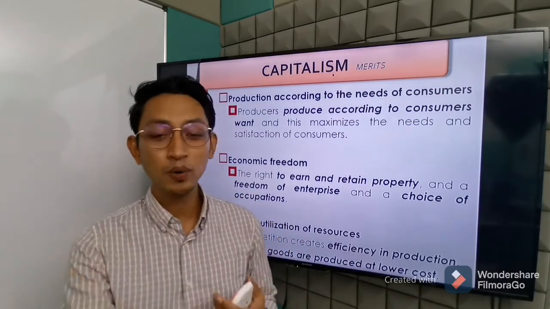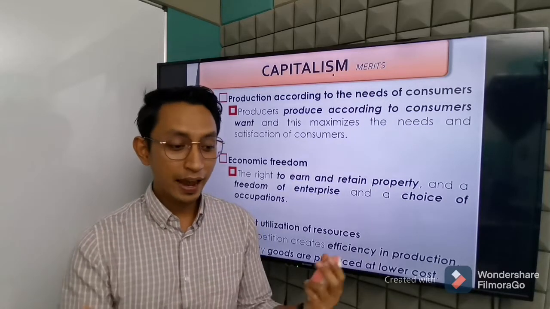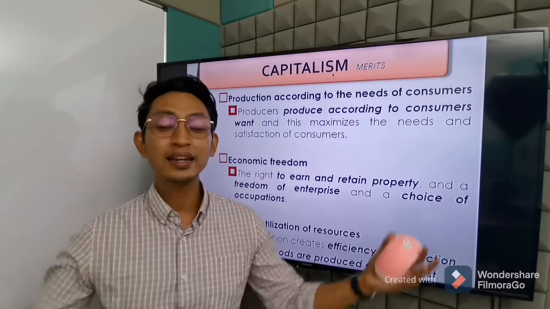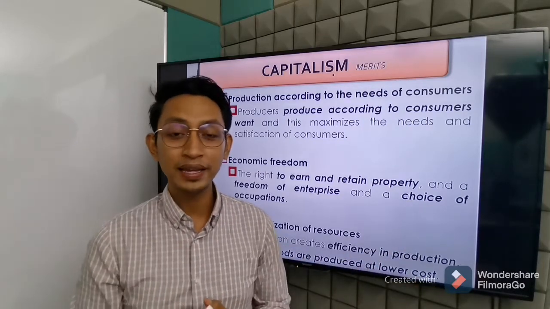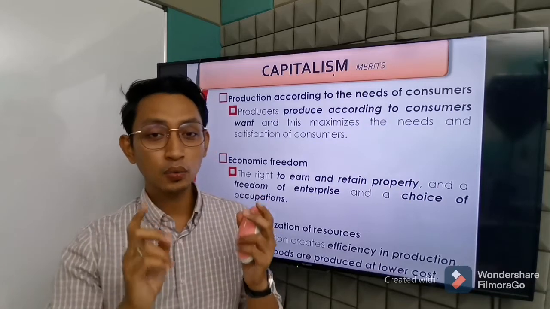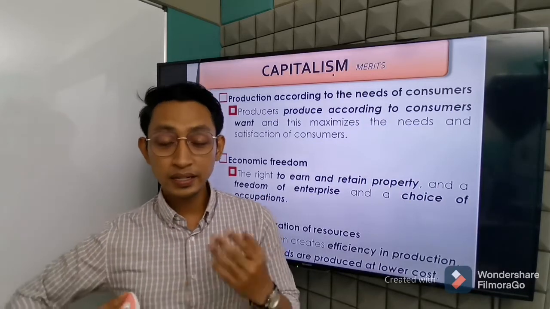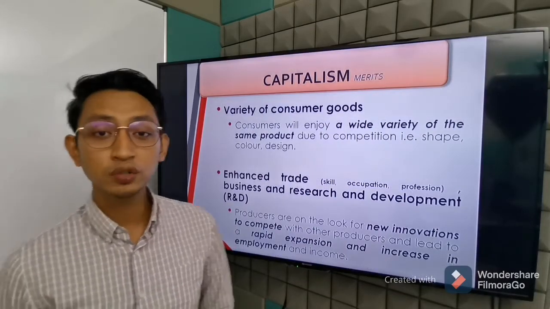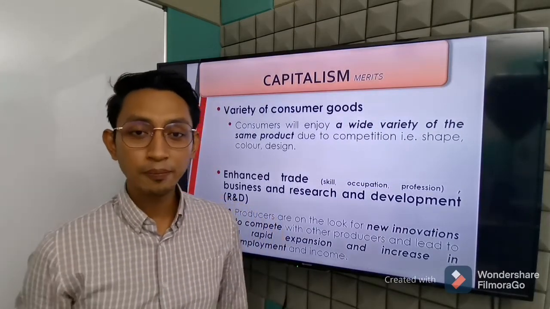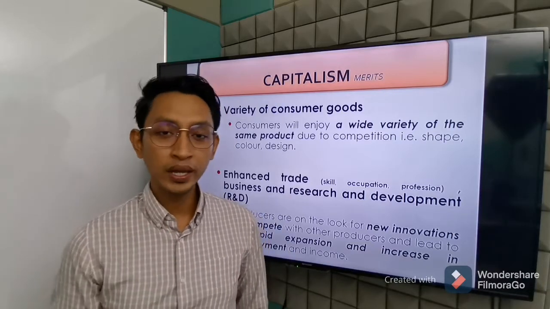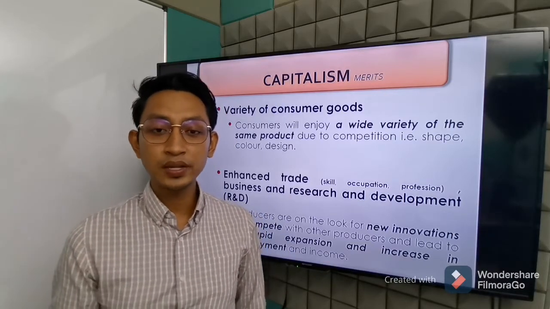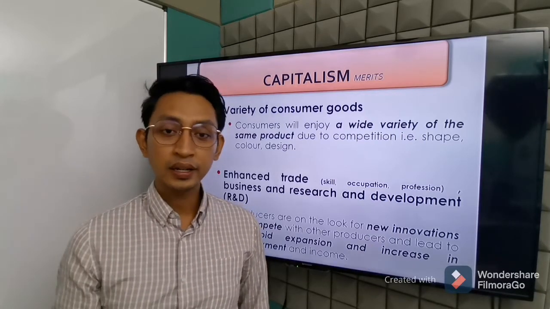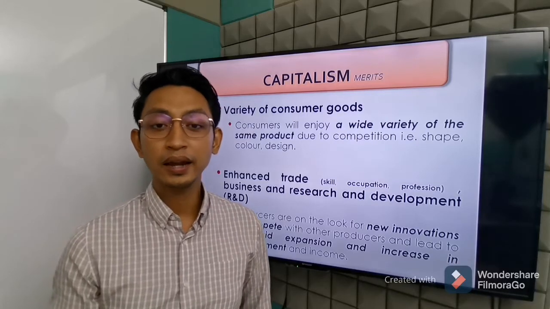Can everybody have their own private interest? And because everybody is striving to maximize their own private interest, at the end we will achieve what we call public interest. Okay, so that's one of the things that is important in capitalism. Next merit is variety of consumer goods. Of course, when competition happens, producers will find a way to produce anything that is based on the customer's demand. Then the variety of products in the market can exist.